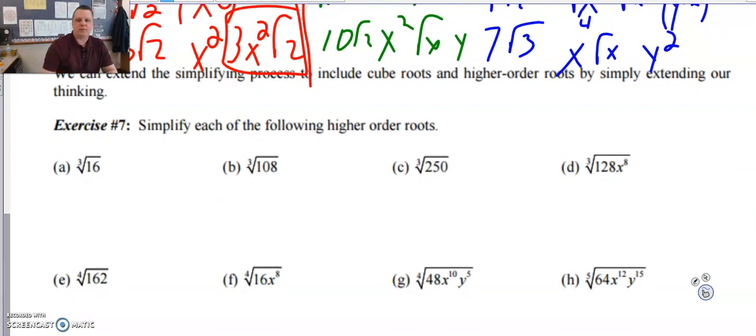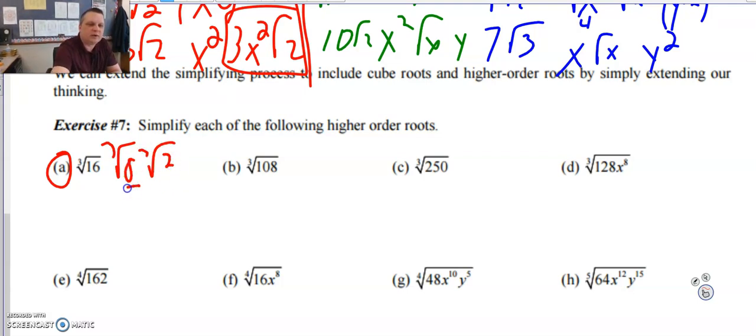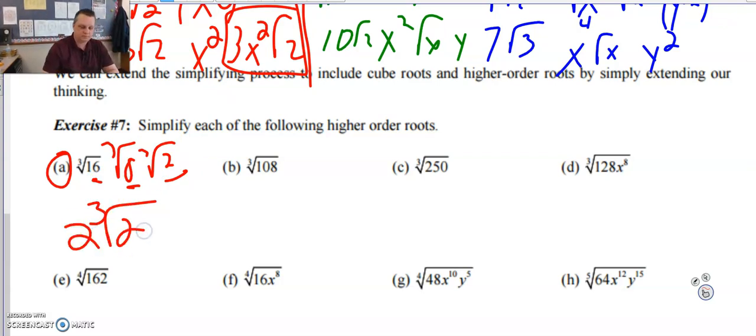Now, what also can happen is you can have a cube root, you can have a 4th root, you can have a 5th root. So when you're simplifying higher orders, instead of looking for a perfect square, like down here in this one, letter A, I'm looking for a perfect cube. 2, 4, 8. That's a perfect cube, right? So you have the cube root of 8 times the cube root of 2. 8 times 2, 16. Cube root of 8 is 2. And then you have 2 cube root of 2.